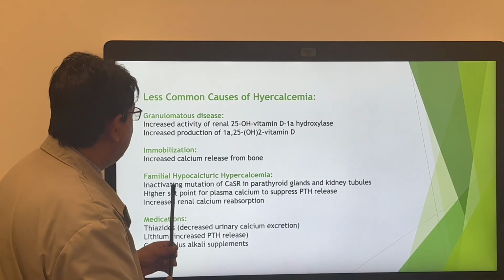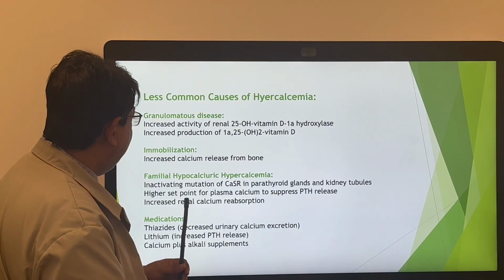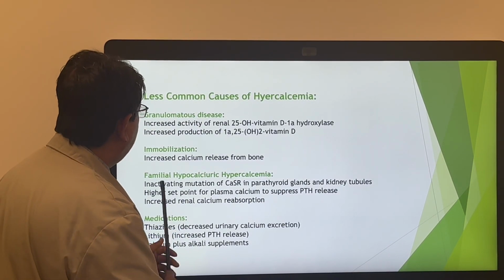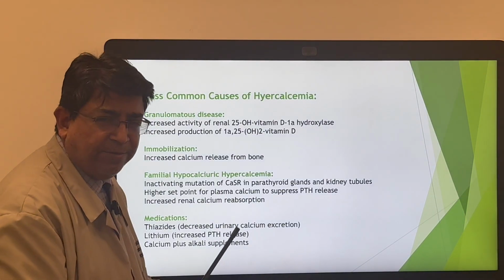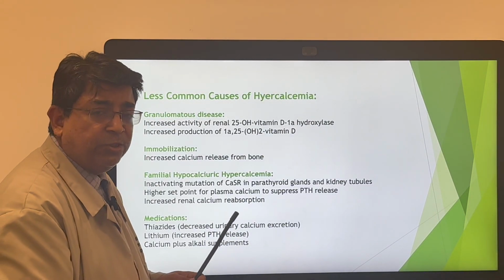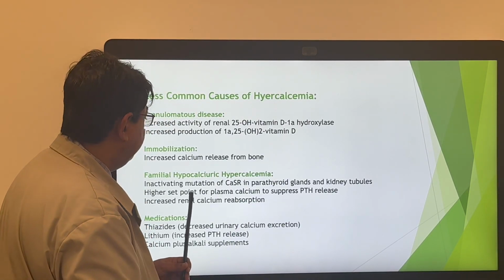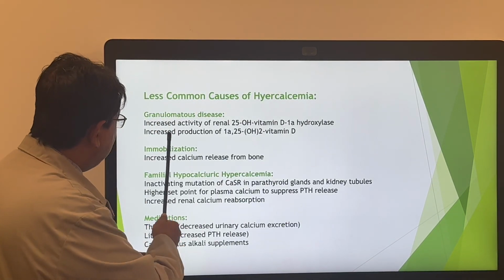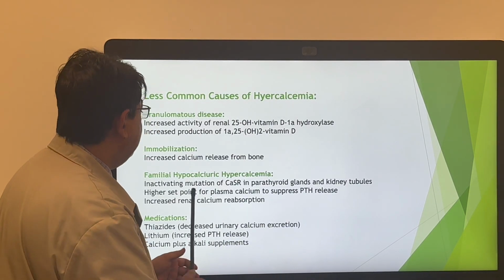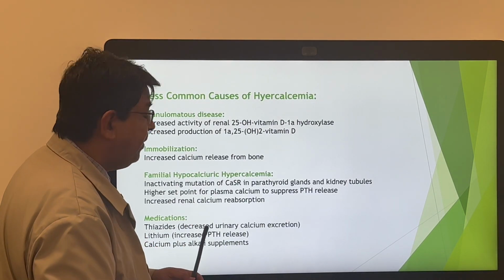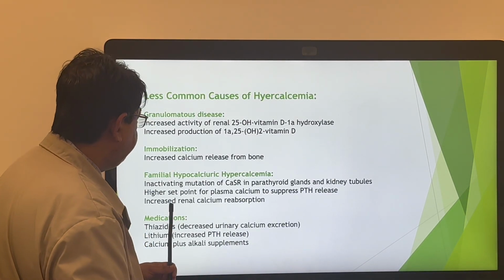Next slide. Less common causes of hypercalcemia would be granulomatous disease, also lymphoma, and things like tuberculosis, fungal disease. And in these disease processes, there's increased activity of the activated vitamin D or increased production of the activated vitamin D. And the calcitriol level or the activated vitamin D level should be measured to see if these processes may be occurring. Immobilization causes increased calcium release from bone. So that is actually probably one of the most common causes for hypercalcemia is prolonged immobilization.